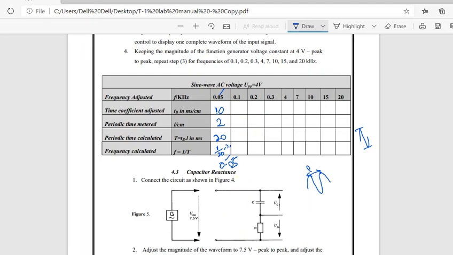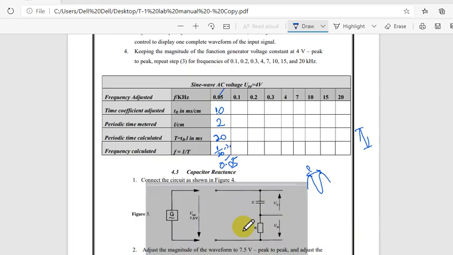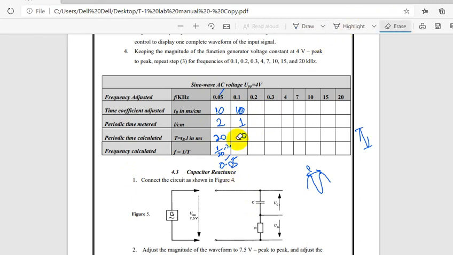Let us see here in this arrow, how much is the time coefficient? 10. So time coefficient is 10, and the time period is how much here? 1 box, 1 into 10 is 10. So 1 by 10 is 0.1. Same way you will get all the readings. Just note down the values.